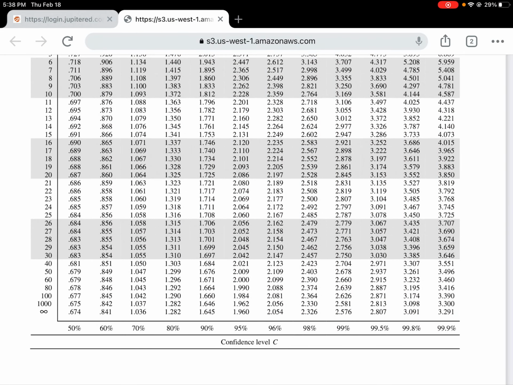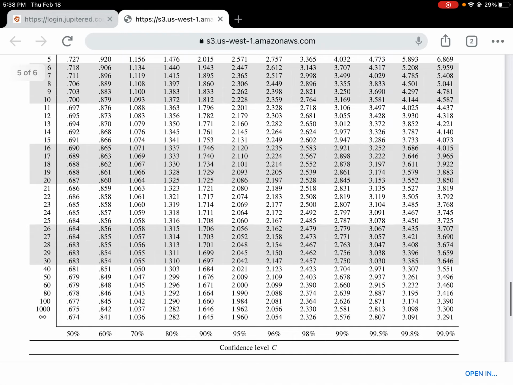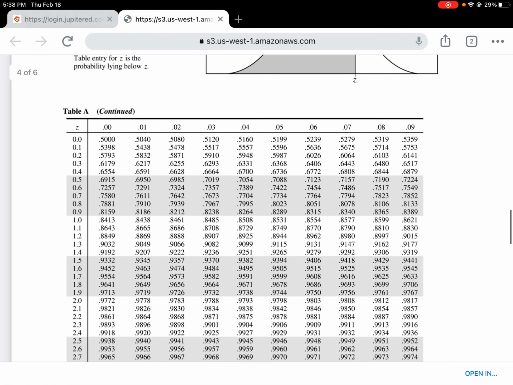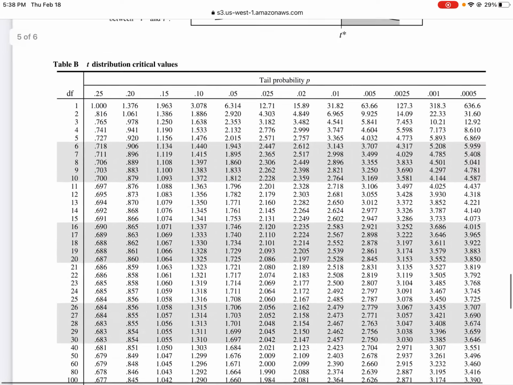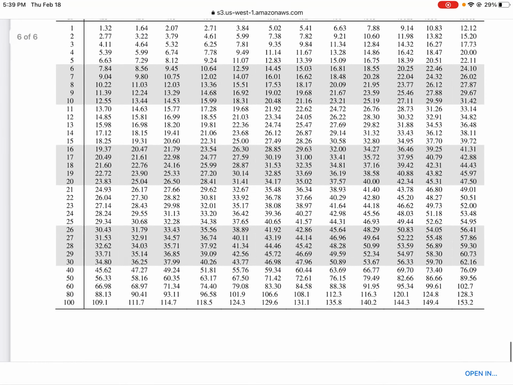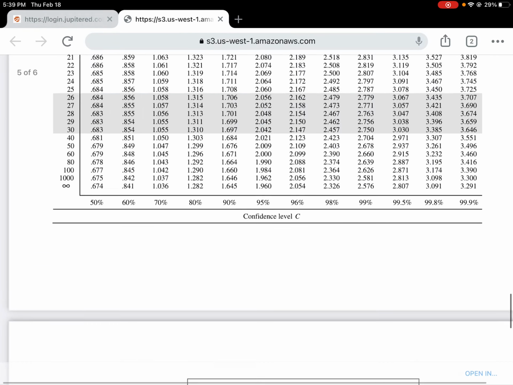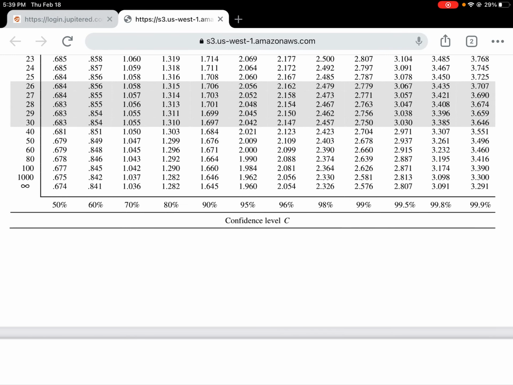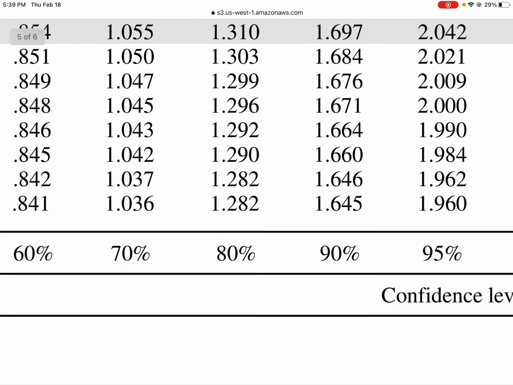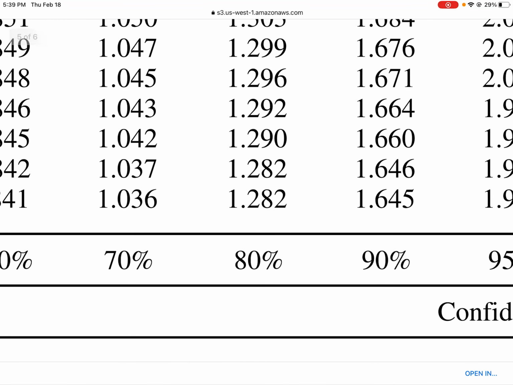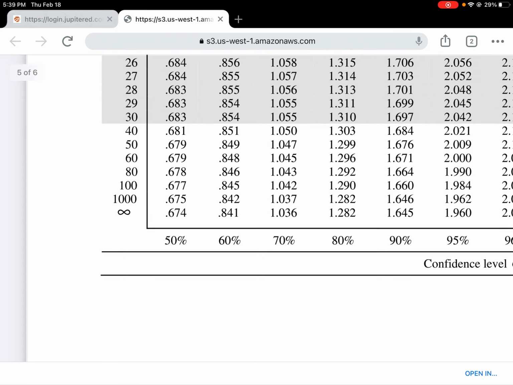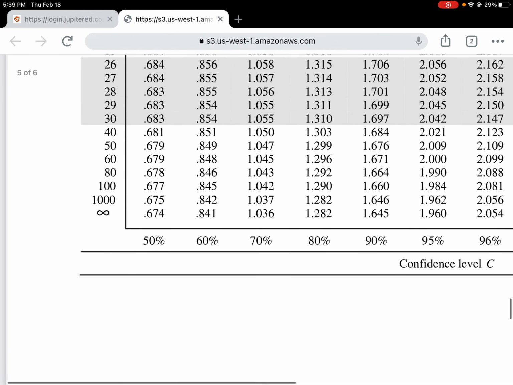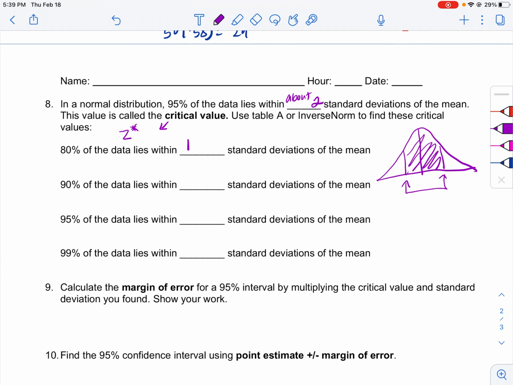And you will find that on your tables and formula worksheet. See how this is the z-score, table A. You go all the way down, and at the bottom you will see it's called confidence level. Then we will look for 80%. Right here is 80%. The number right on the top of 80% is 1.282. That is the critical value of 80%.